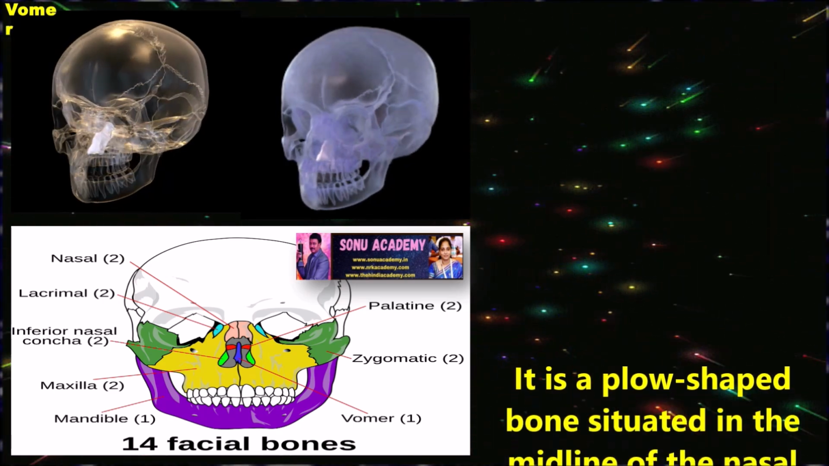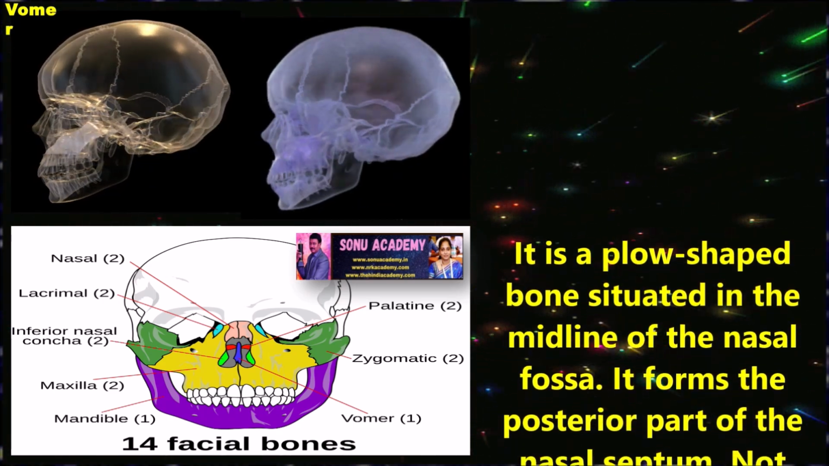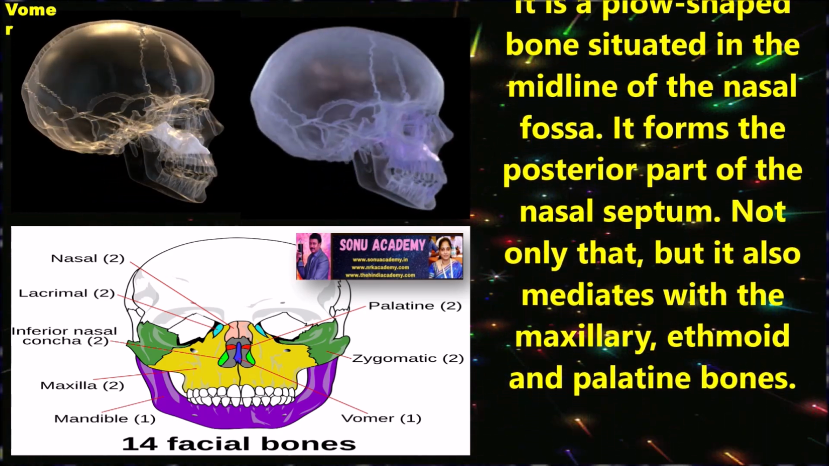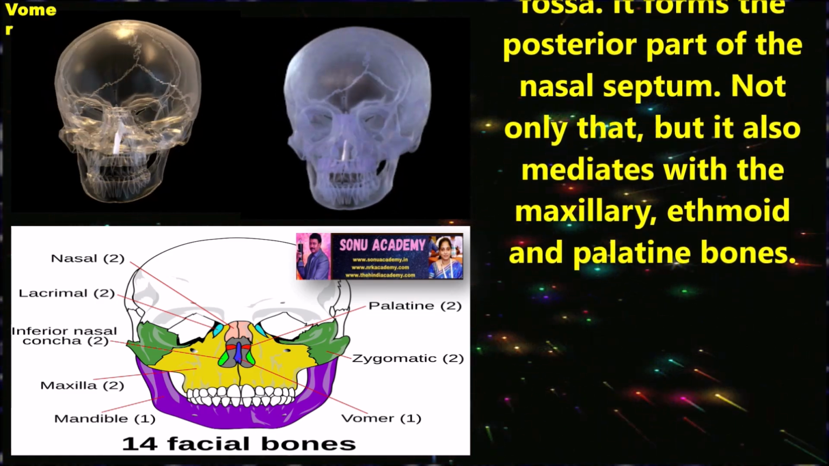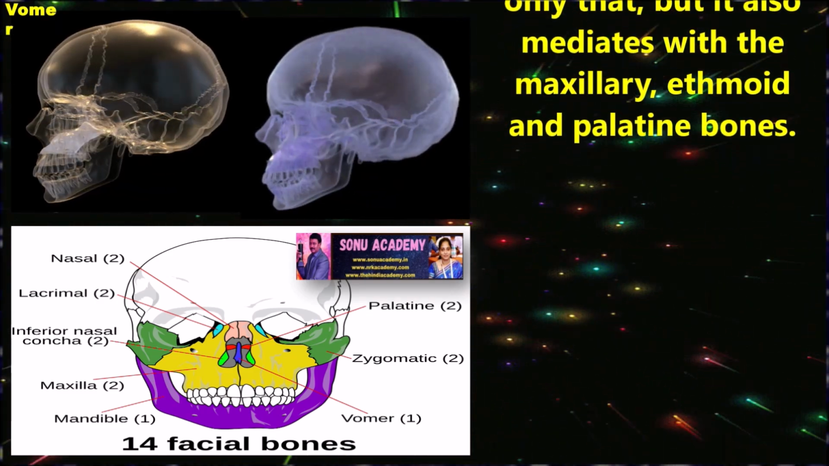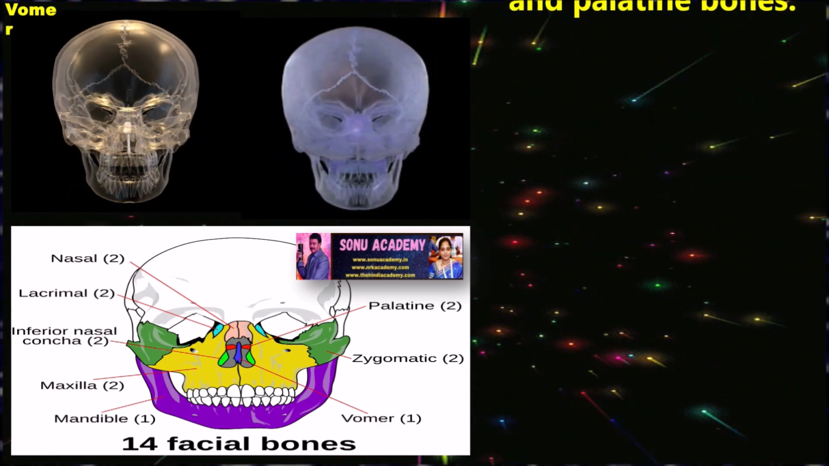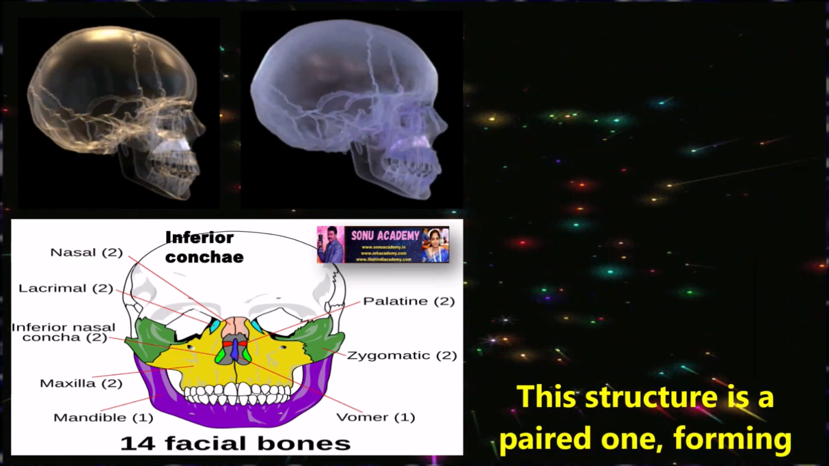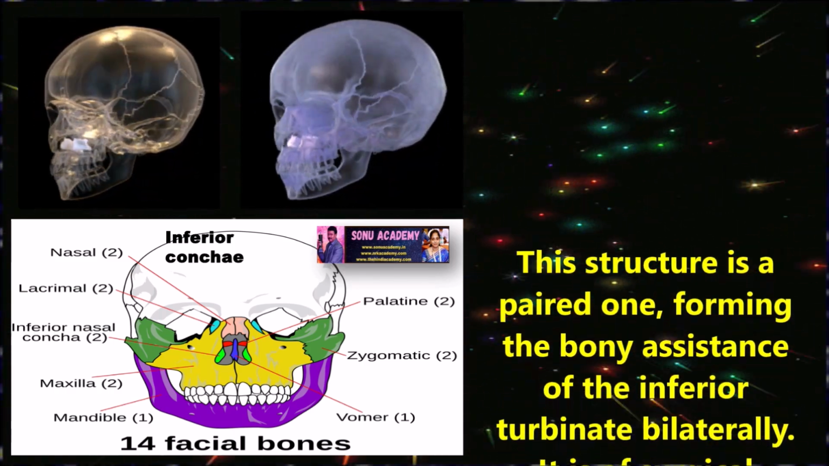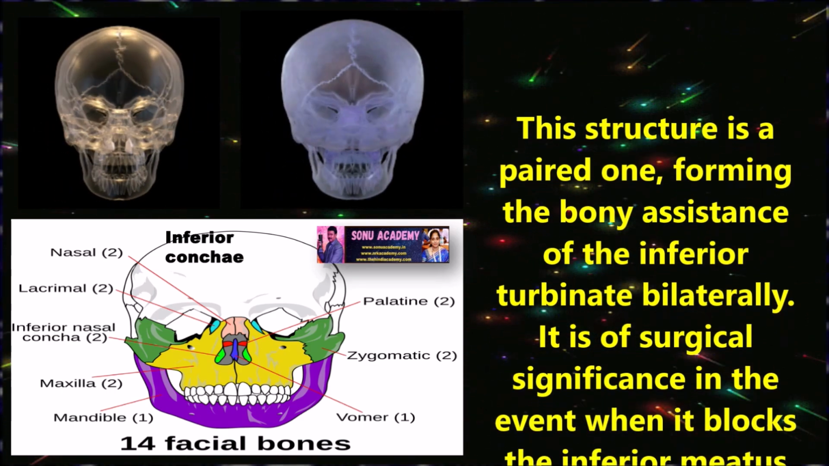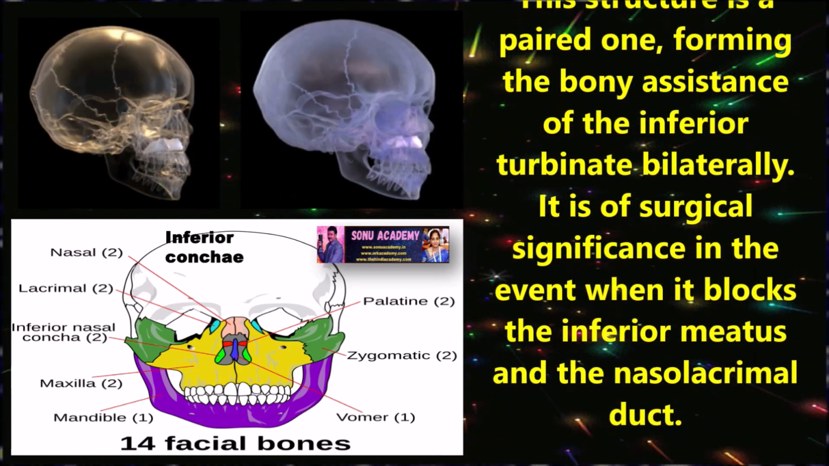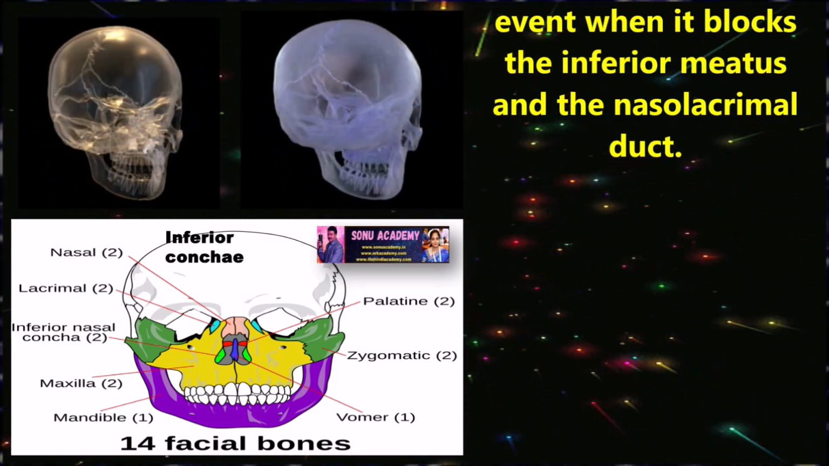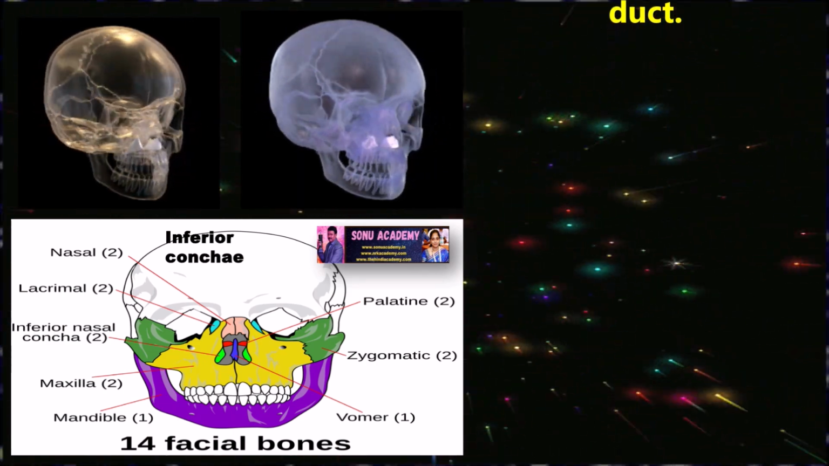Children, let us discuss the vomer. It is a plough-shaped bone situated in the midline of the nasal fossa. It forms the posterior part of the nasal septum. It also articulates with the maxillary, ethmoid and palatine bones. Let us discuss the inferior concha. This structure is a paired one, forming the bony support of the inferior turbinate bilaterally. It is of surgical significance when it blocks the inferior meatus and the nasolacrimal duct.